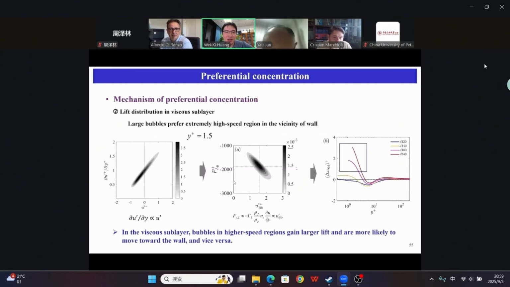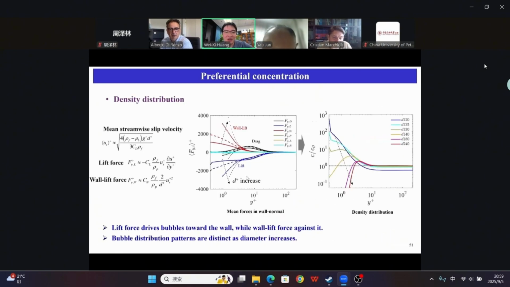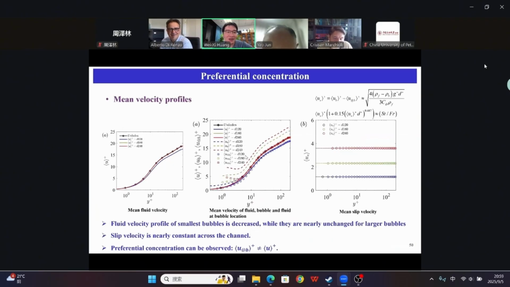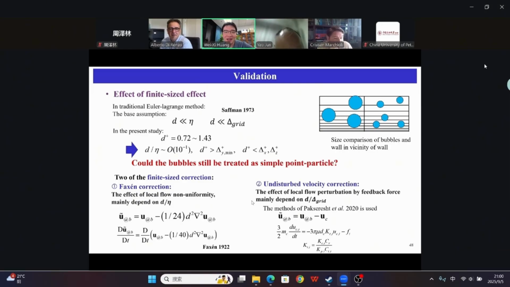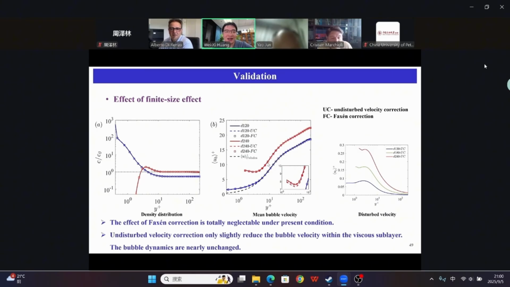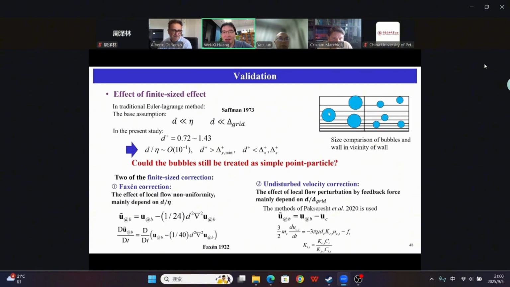Also when we submitted papers, the referee asked about it, since it's about 1, whether the finite size should be taken into account. So we also checked. According to our results for this D plus equal 1 case, the finite size effect can be neglected, because the bubble is maybe larger than the normal grid size, but much smaller than the streamwise grid size. Excellent. Right. Thank you very much.